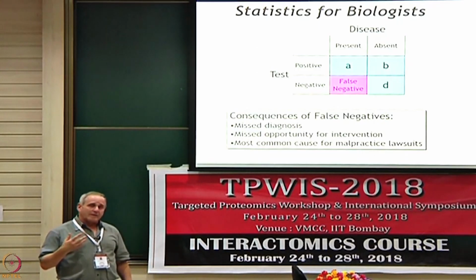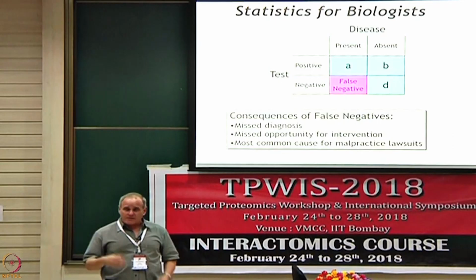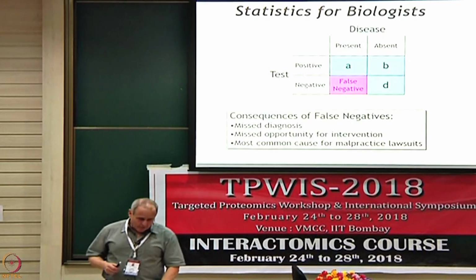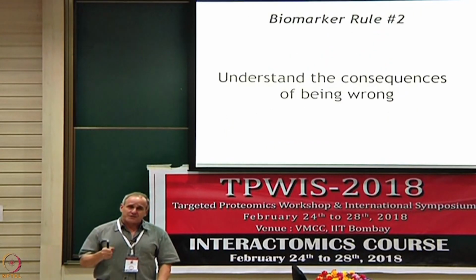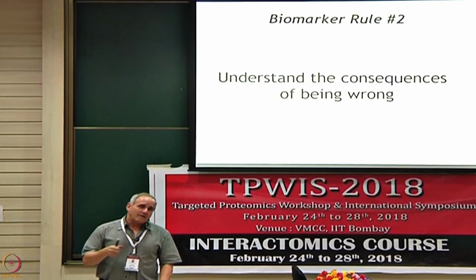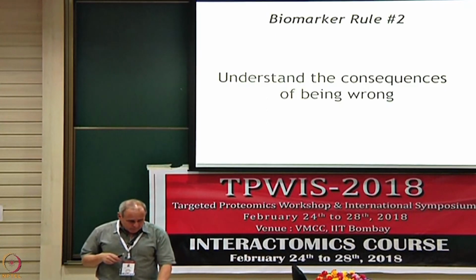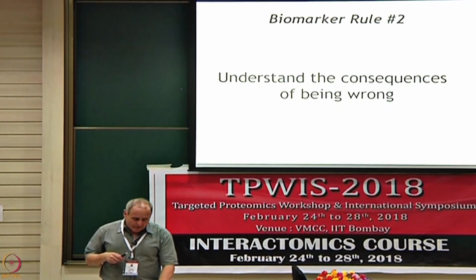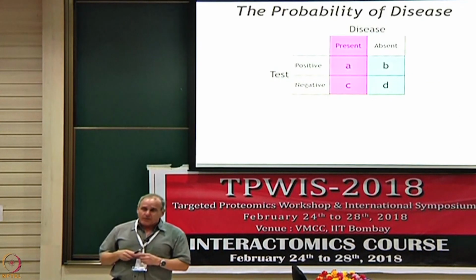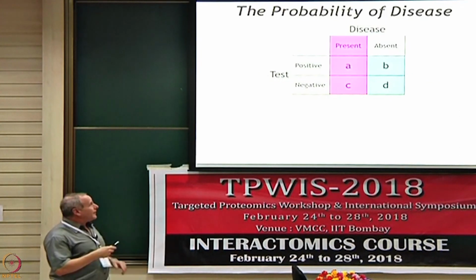And so you don't want to be wrong about this. The consequences of a false negative are big. So rule number 2 of biomarkers is understand the consequences of being wrong. You need to know why it's important to have a good biomarker. Okay. So now, how do we calculate the probability of disease?